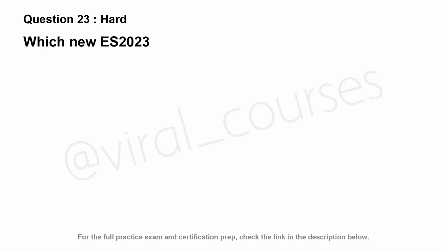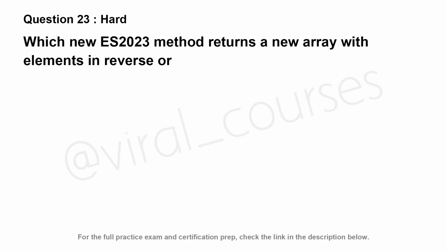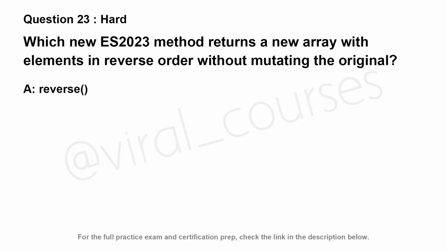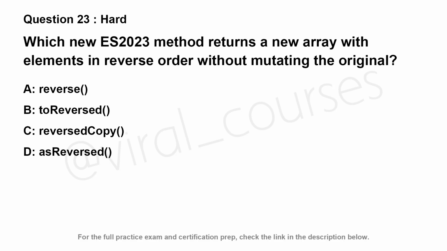Which new ES2023 method returns a new array with elements in reverse order without mutating the original? Option A, reverse. Option B, toReversed. Option C, reversedCopy. Option D, asReversed.